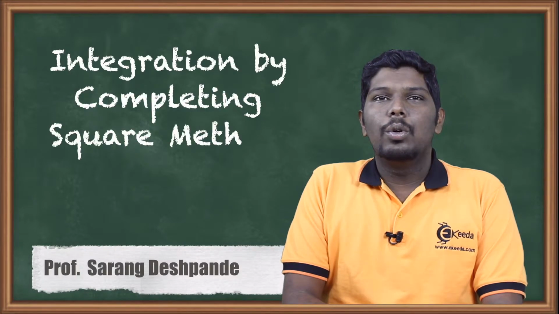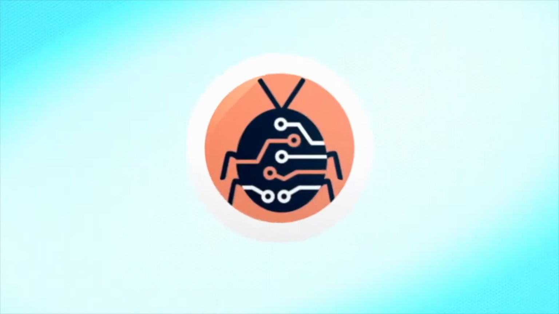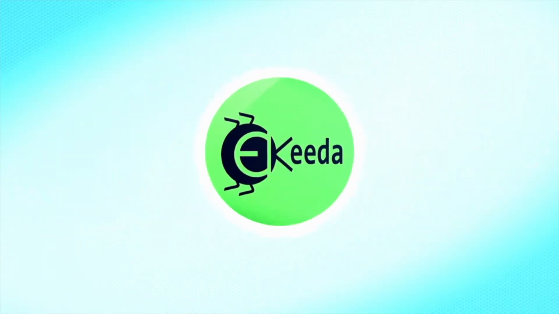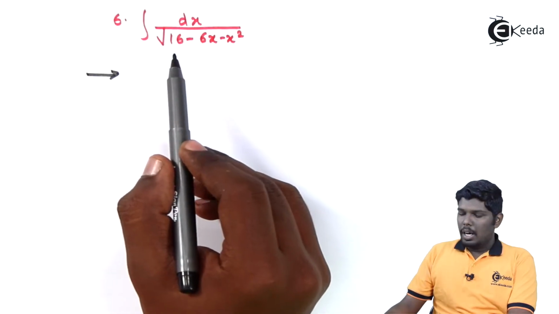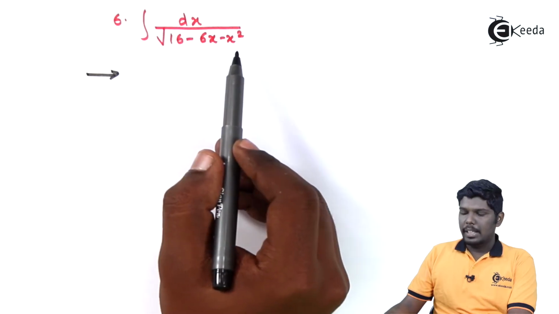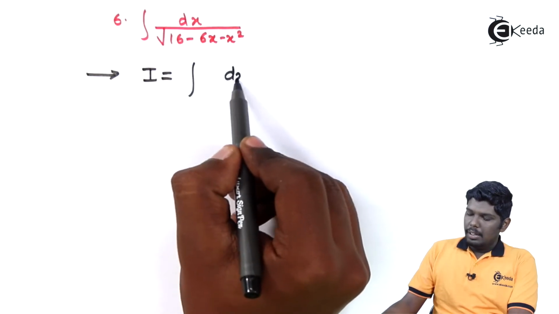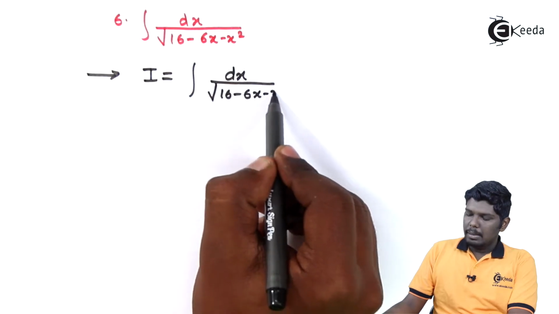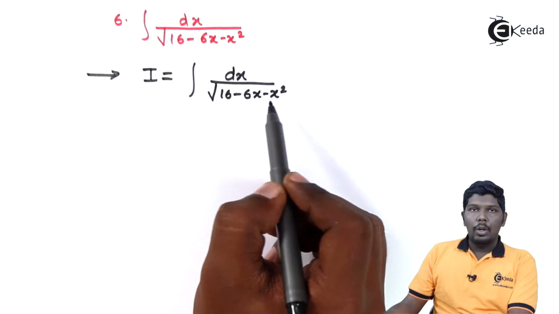Hello friends, in this video we are going to see one more problem on the integral 1 upon under root quadratic. Let us start with problem number 6. Integral dx upon under root 16 minus 6x minus x square. Considering the given integral as I, dx upon under root 16 minus 6x minus x square. Here in this case, they have given you 1 upon under root quadratic.